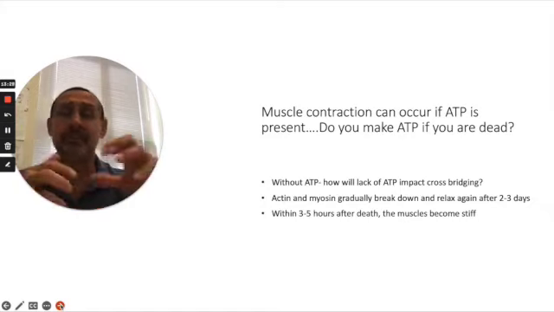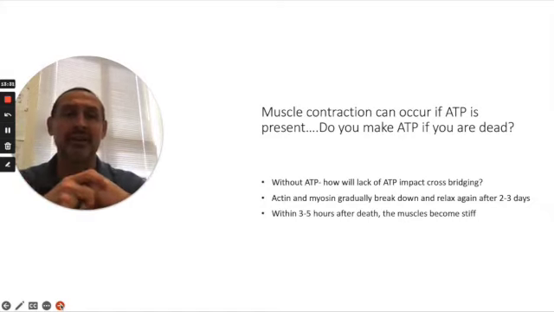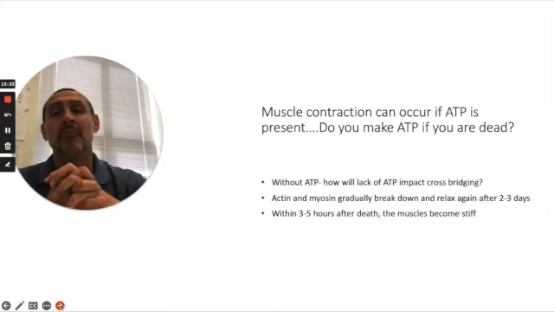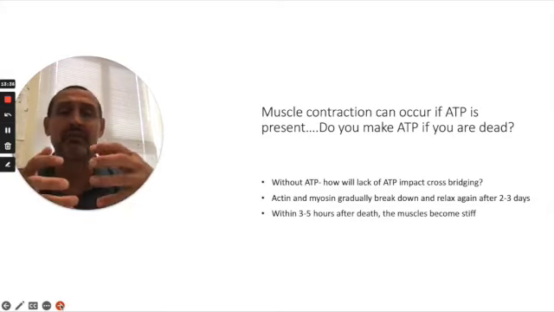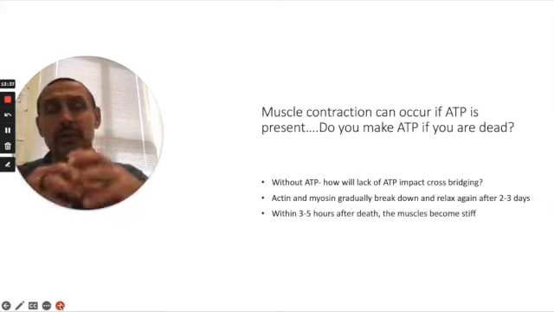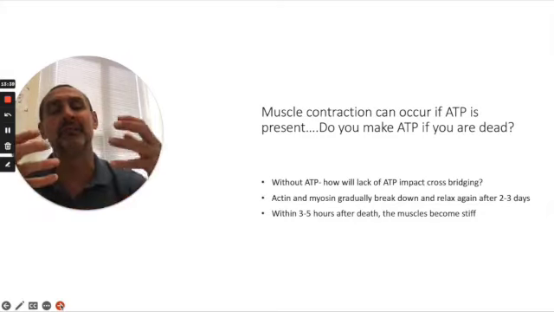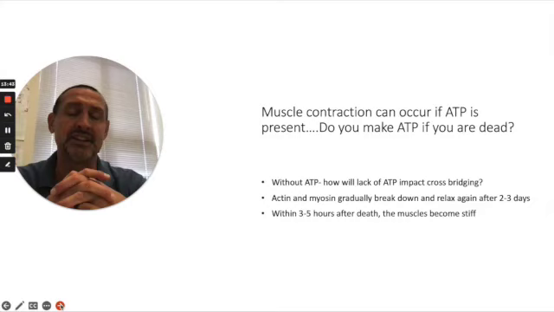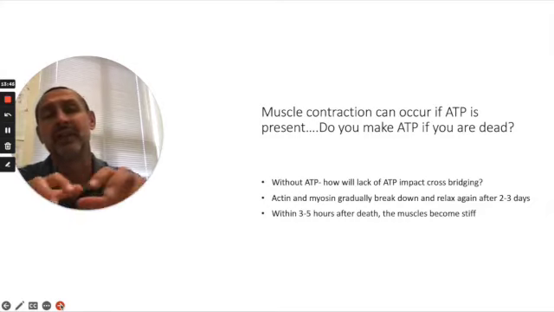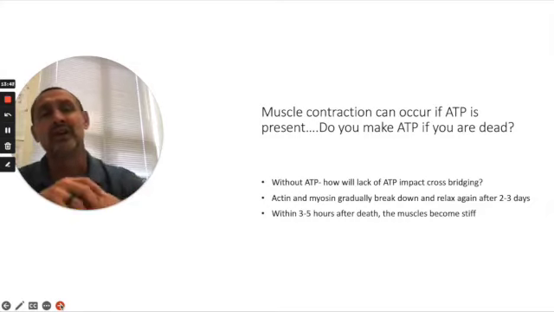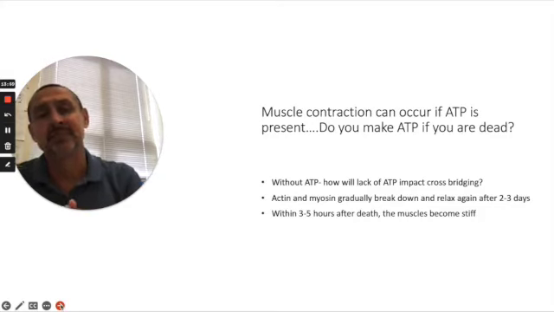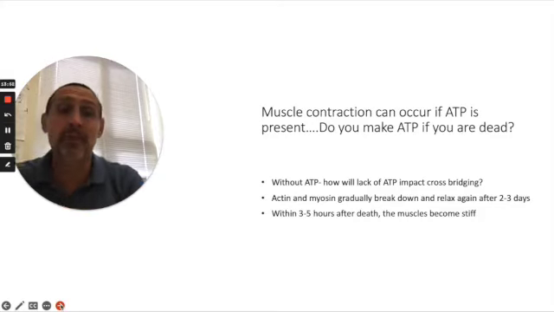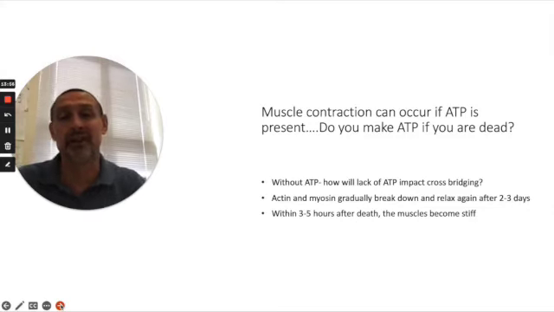Well, actin and myosin are just proteins, so they're going to gradually break down and relax after 2 to 3 days. But it takes the first 3 to 5 hours for the body to lose the ATP that it has and the muscles to stiffen up. Forensic scientists can use this information to help them determine the time of death. So if a body is stiff, that means that the person's been dead for at least 3, maybe 5 hours.